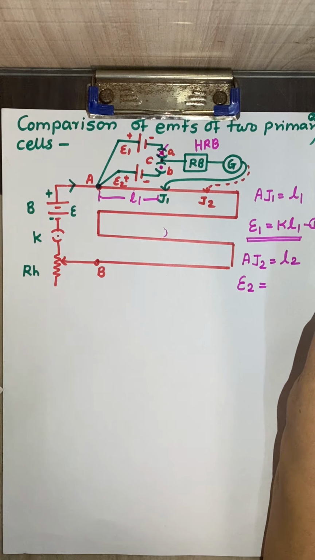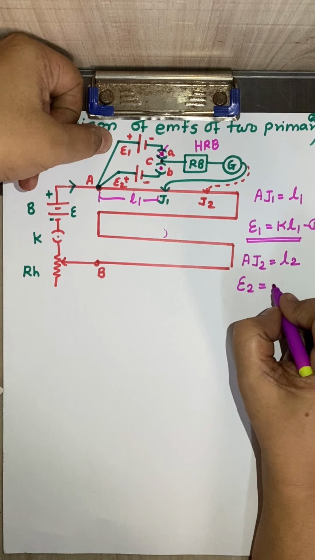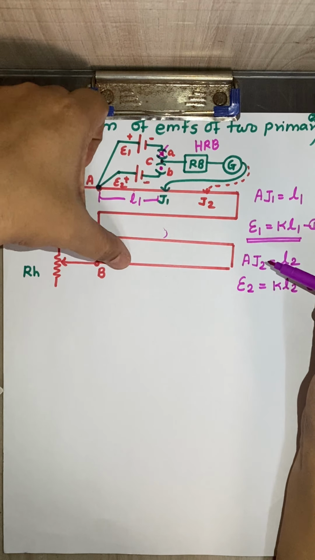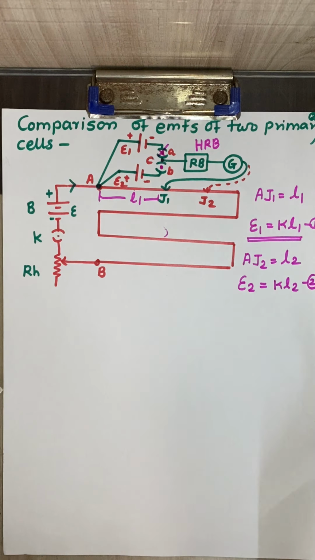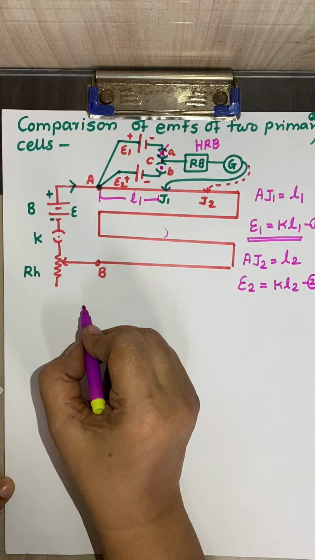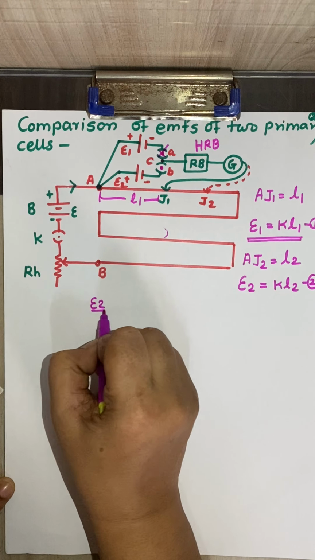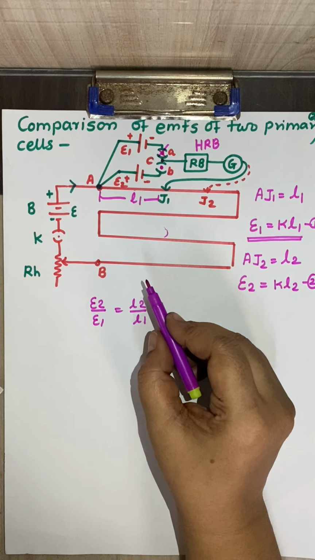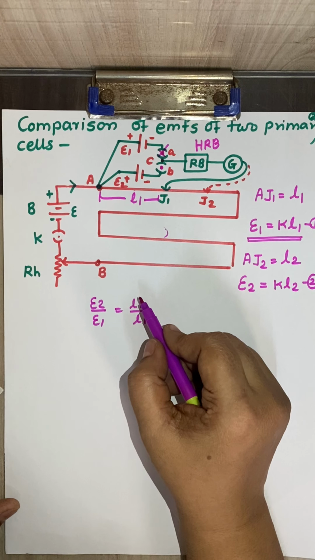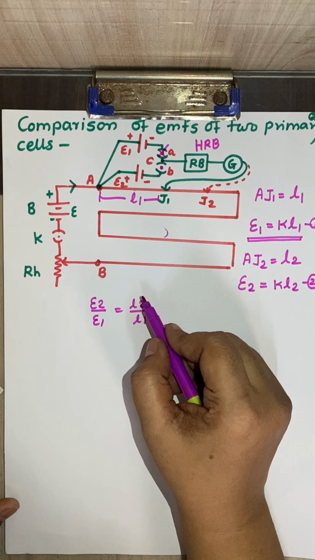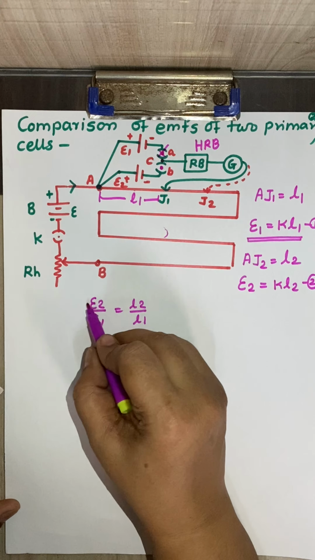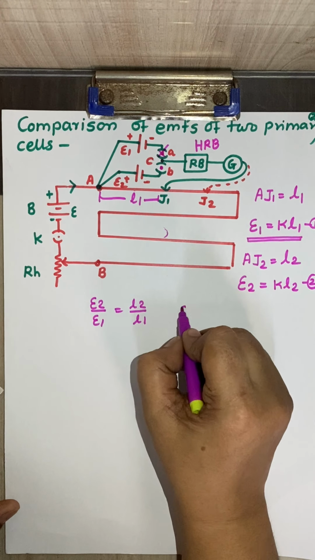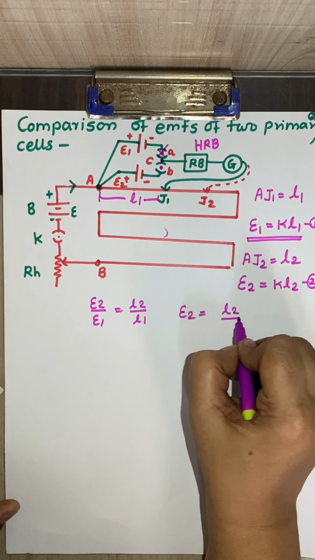Once again, E2 is in the circuit now because E1 is removed. So E2 is equal to KL2. Now the K value is constant, that is nothing but the potential gradient of the potentiometer. Now from these two equations we can say that E2 by E1 is equal to L2 by L1. If one of the two cells is a standard cell of known EMF, then the EMF of the other cell can be determined. If any three values are known, then the unknown value we can find out. So E2 is equal to L2 by L1 into E1.